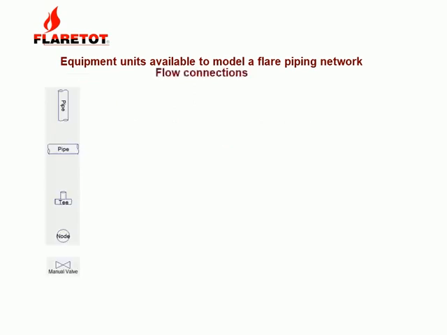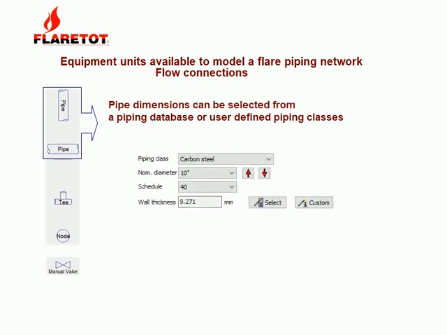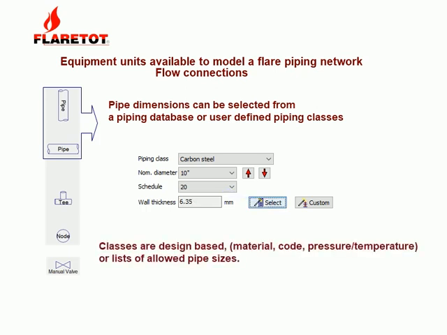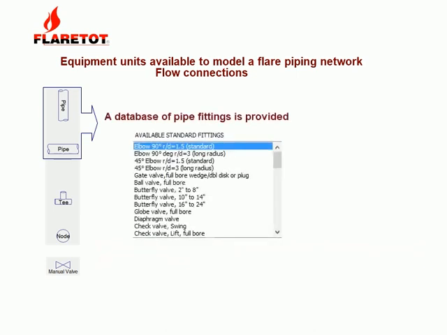The network piping is constructed from pipes, tees, nodes, and manual valves. Pipe dimensions can be selected from the piping database provided, or derived using user-defined piping classes. These piping classes can be design-based, that is, based on material, codes, and allowable pressures. In addition, classes can be lists of allowable sizes, either selected from the database, or using custom sizes. Pipe fittings are also definable from the fittings database provided.